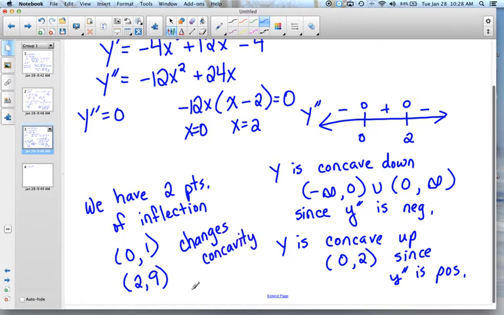Which, remember, means y double prime changes signs. Now that covers both directions. And actually it's a point of inflection regardless of which way. If it changes from negative to positive, that's a point of inflection. If the second derivative changes from positive to negative, then that's a point of inflection. So we don't have the kind of max or min thing, so the order of that wouldn't really matter. It just tells you that you have a point of inflection.